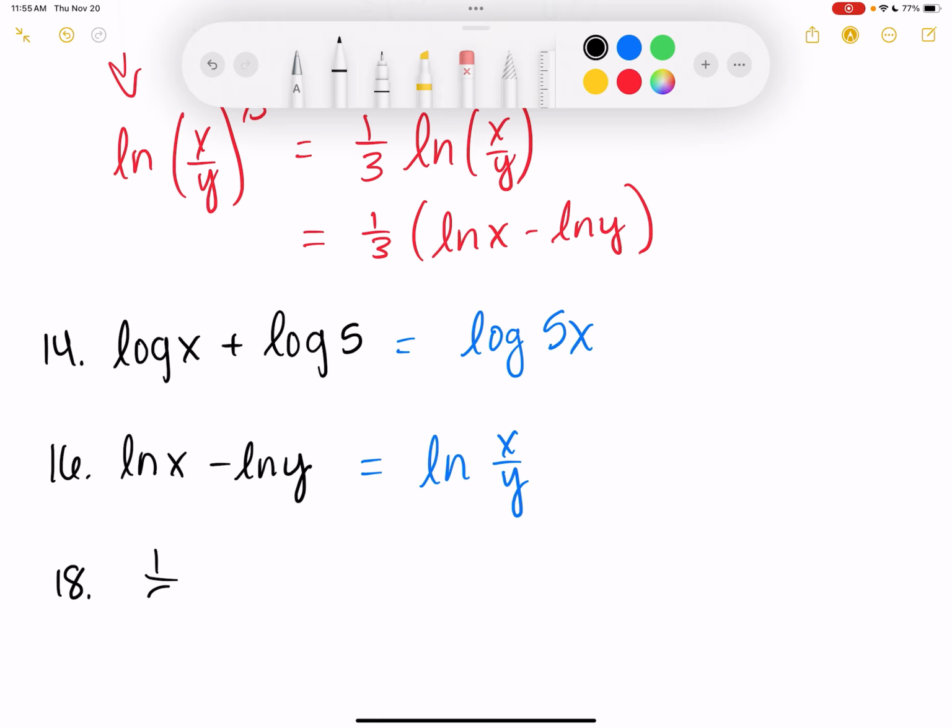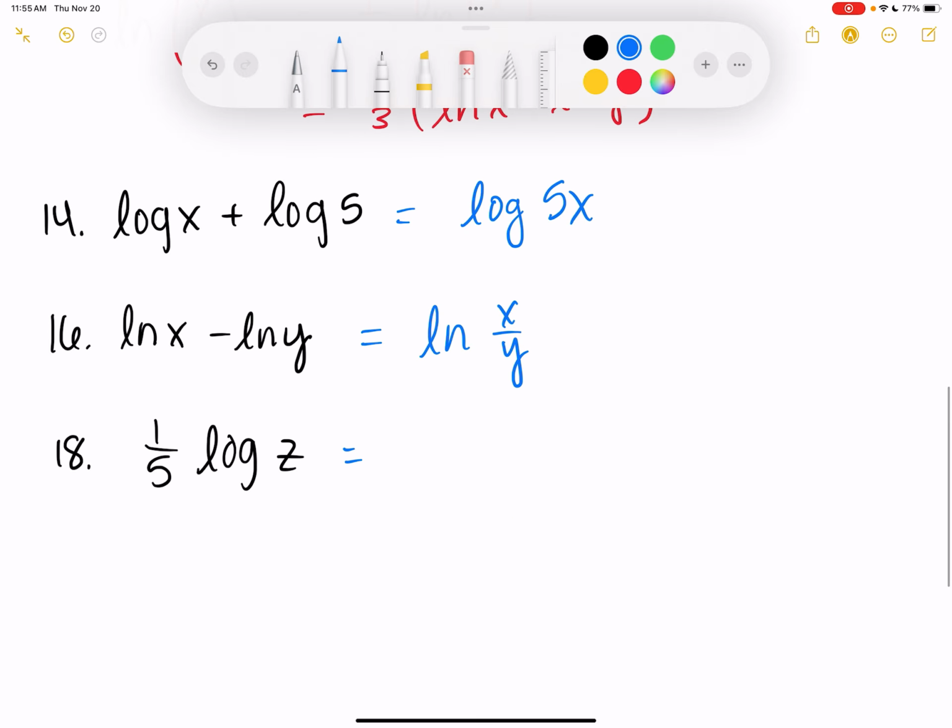18. 1/5 log of z. I know this one. It's log z to the 1/5. Yep. Good job, Shepard. Thank you. Log of z to the 1/5.